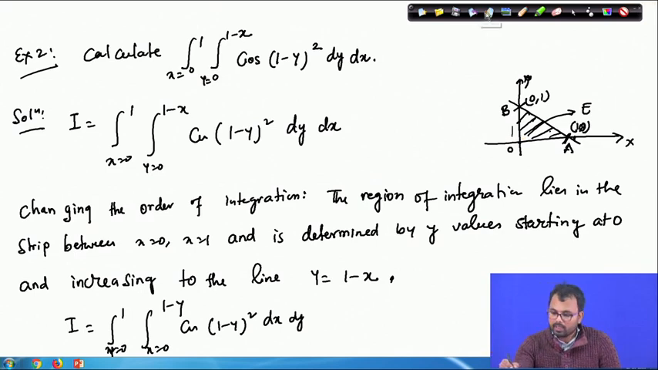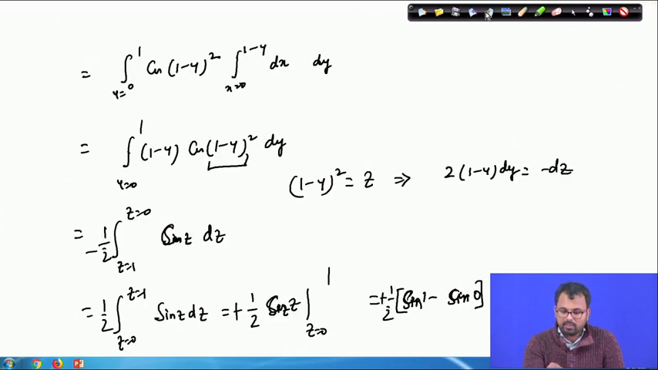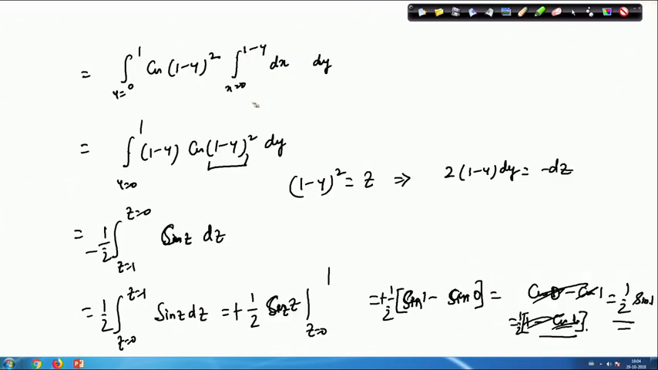All right. If we have that, then we integrate with respect to x first, and now we have the method of substitution formula working. So we substitute 1 minus y square equals z, and then we just do some simple calculation. So that's what your answer is. So this is one such example where changing the order of integration made our life a lot easier.